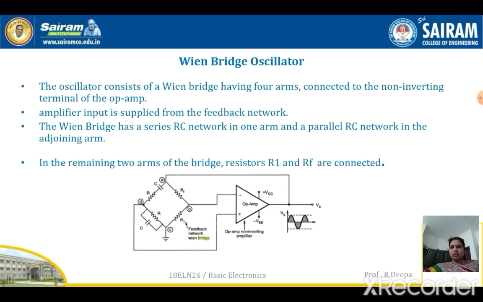The oscillator usually consists of a Wien bridge which is having 4 arms connected to the non-inverting terminal of the op-amp, and the amplifier input is applied from the feedback network. The Wien bridge has a series RC circuit connected as one of the arms, and in the adjoining arm we have a parallel RC network, and in the remaining 2 arms we have connected the resistors R1 and R2 respectively as shown below.